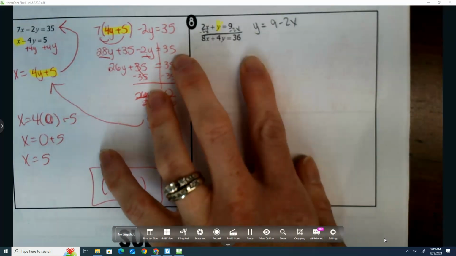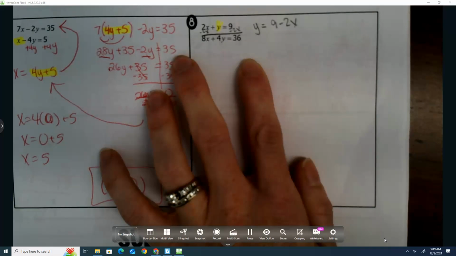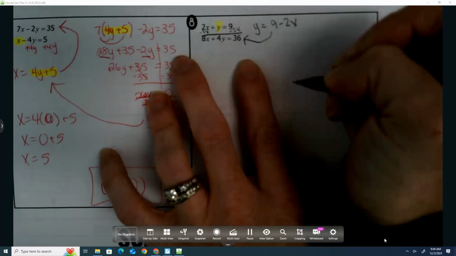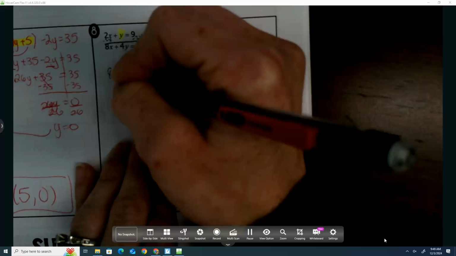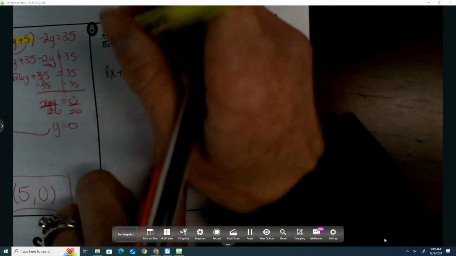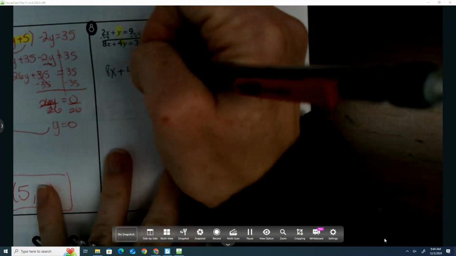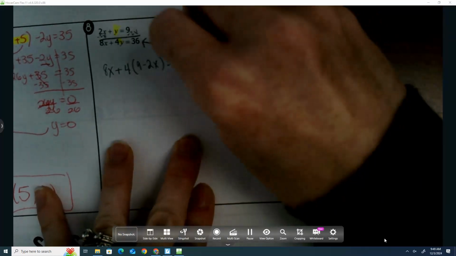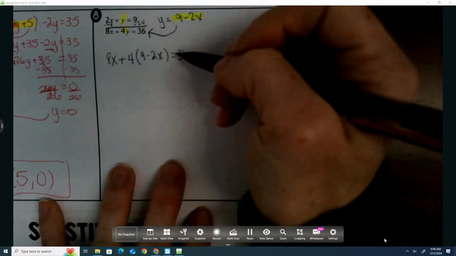What do I need to do with that? Substitute it in with 4y. So we're taking it and substituting it into the second equation. The second equation is 8x plus 4y, but I now know that y is 9 minus 2x, so I'm replacing my y with 9 minus 2x, equals 36. This is an equation I can solve.